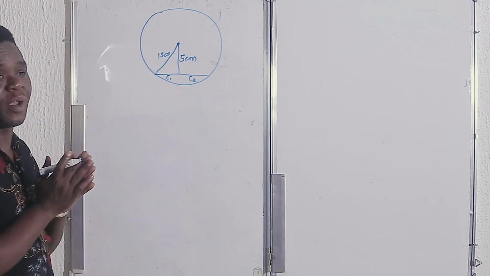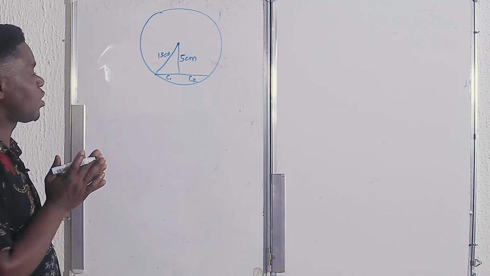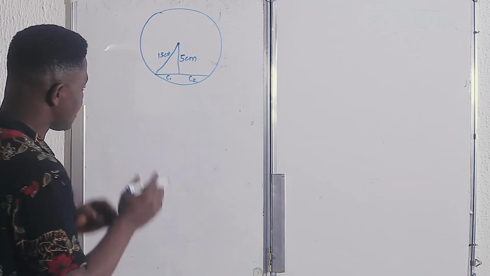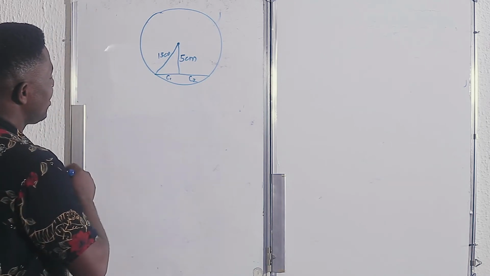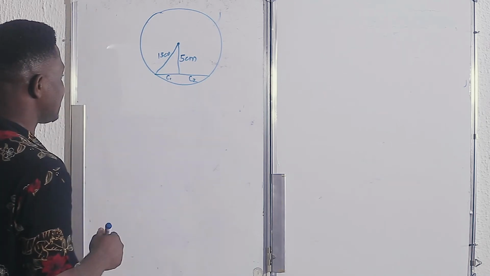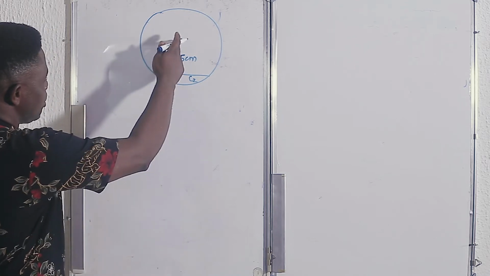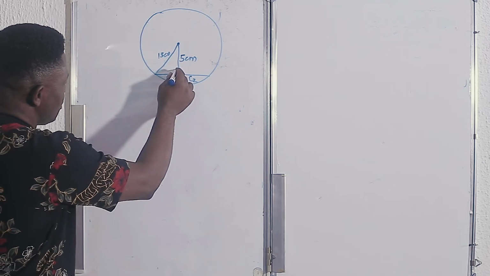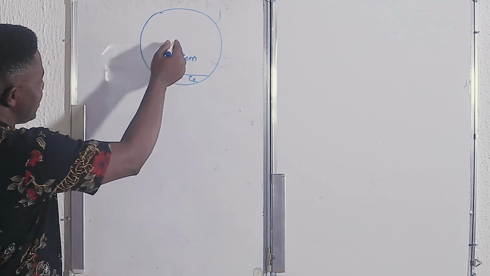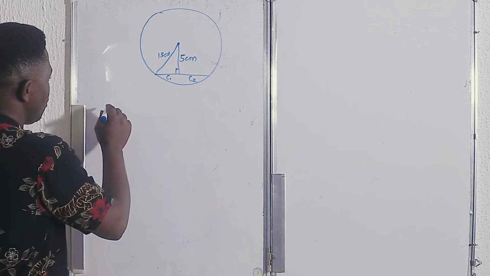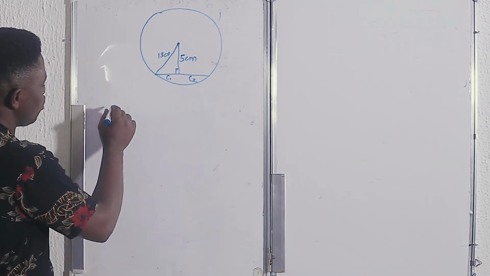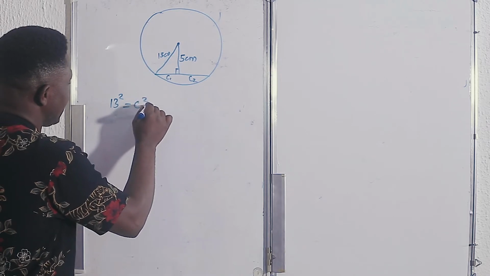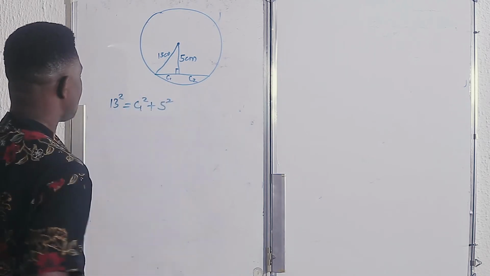But from the information we have here, we can attempt to calculate C1, which, by the way, is equal to C2. From here, we can apply Pythagoras' theorem. We know this is a triangle, and this is a right angle triangle, by the way. And this is the hypotenuse. So if that's true, 13 squared will be equal to C1 squared plus 5 squared.